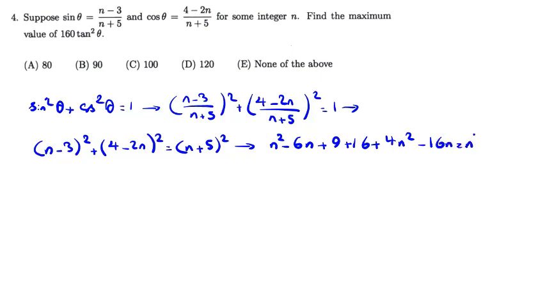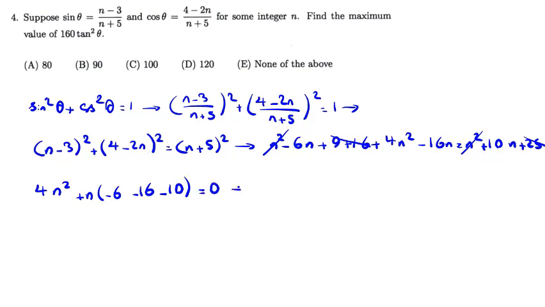Now, n squared will be cancelled. We have 4n squared. And 9 plus 16 and 25 will be cancelled. The coefficient of n will be negative 6, negative 16, negative 10. Let's check. Yes, so it equals 0. And we can say 4n squared, 6 plus 16 is 22, plus 10 is 32, minus 32n equals 0.